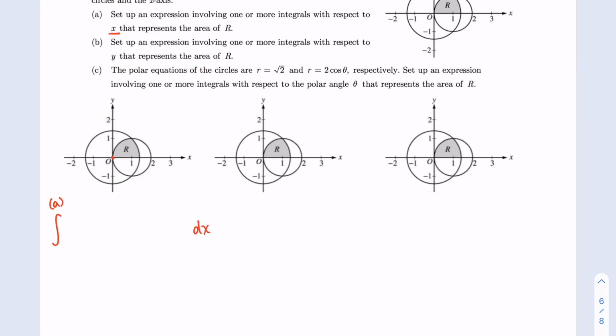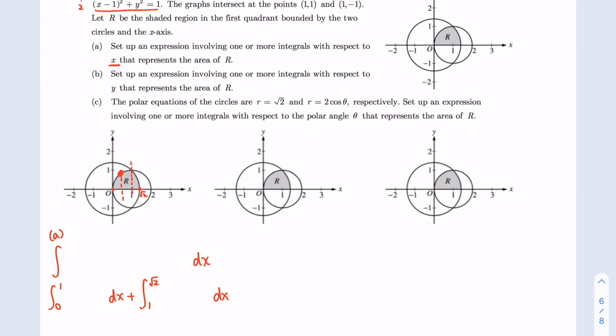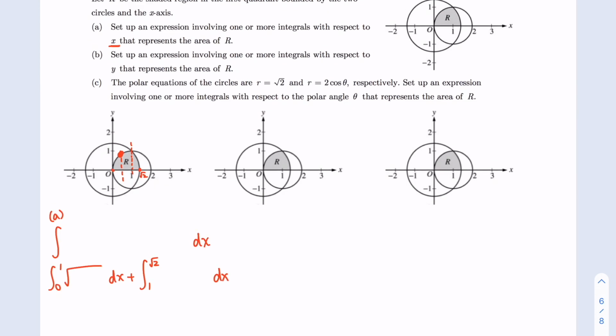X will go from 0 to, if you look at it here, square root of 2. As x goes, the top is changing, so we have to split into two parts: from 0 to 1 dx, and 1 to square root of 2 dx. When x goes from 0 to 1, the top equation will be the equation of circle 2. So we have to express the integrand as a function of x.